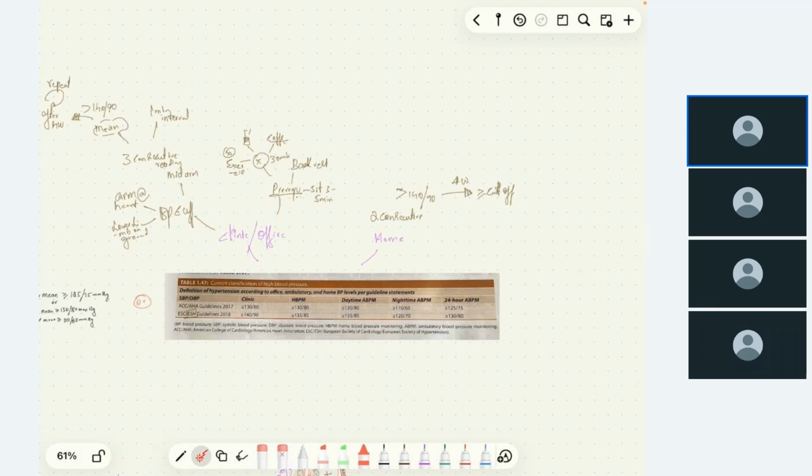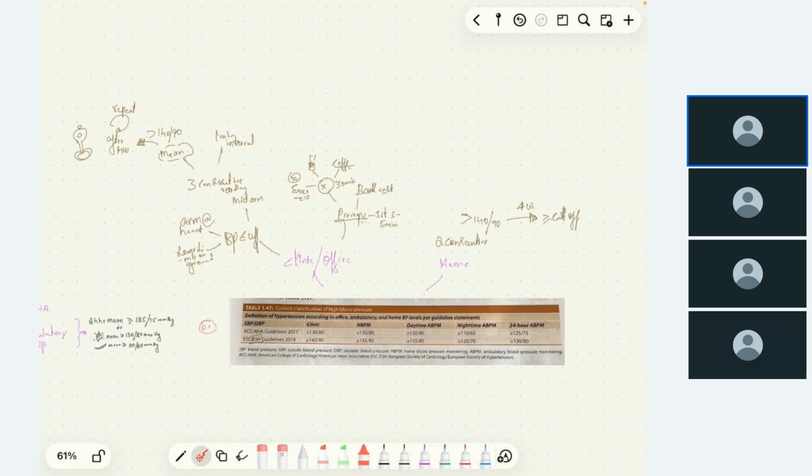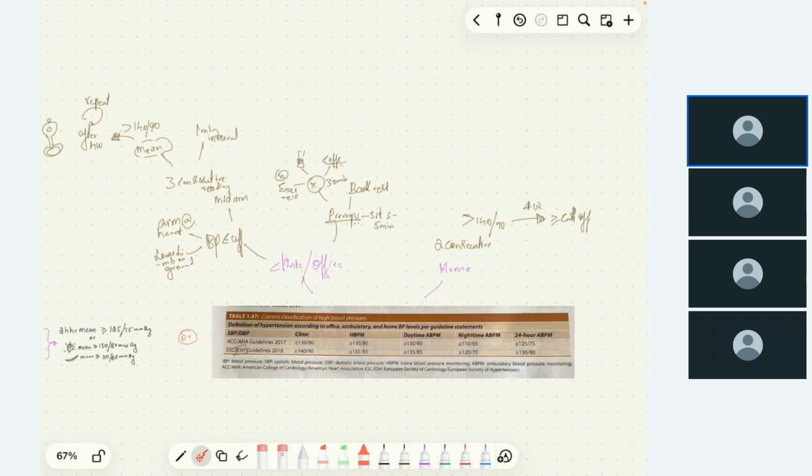Next we have clinic or office hypertension, the office measurement of blood pressure. The prerequisite before measuring the blood pressure is to make the patient sit quietly for 3 to 5 minutes with his back resting. Also please note, 30 minutes before the measurement of BP, the patient should not have consumed coffee, smoked, or done any exercise. All this may impair the BP measurement.